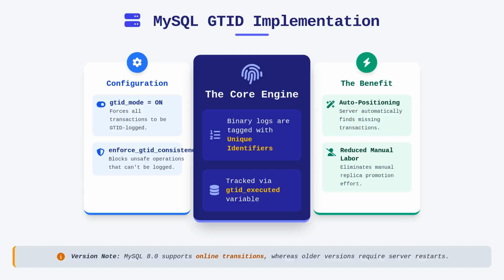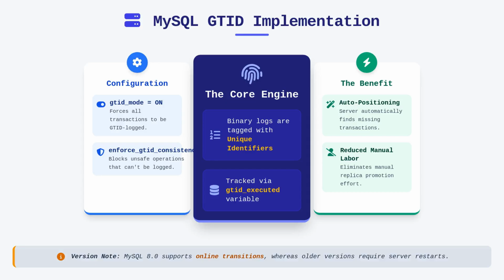To implement this, you must configure the server parameters gtid_mode and enforce_gtid_consistency, which work in tandem to ensure reliable operation. Setting gtid_mode to ON requires that all transactions are GTID logged, while enforce_gtid_consistency prevents the execution of operations that cannot be safely logged using GTIDs. You will find that these settings are not dynamic on older versions, though MySQL 8.0 allows for an online transition if done carefully. When enabled, the server updates binary logs with the unique identifier for every transaction committed.